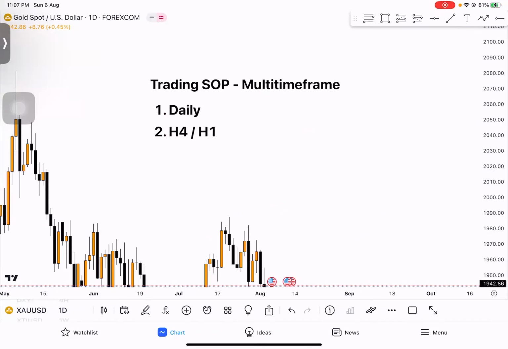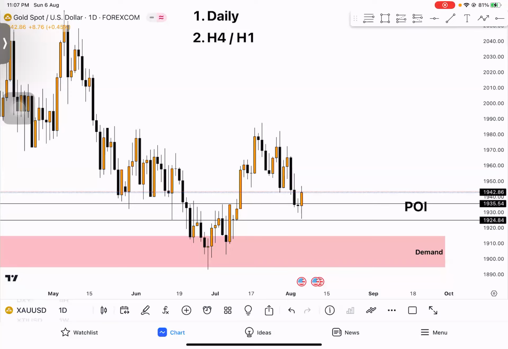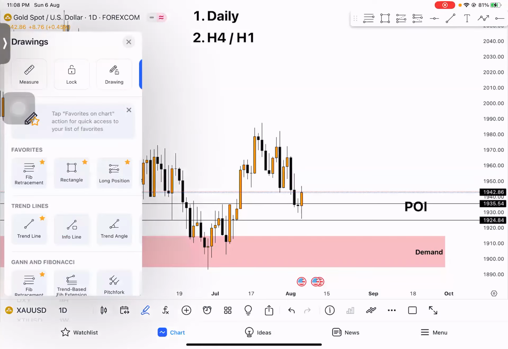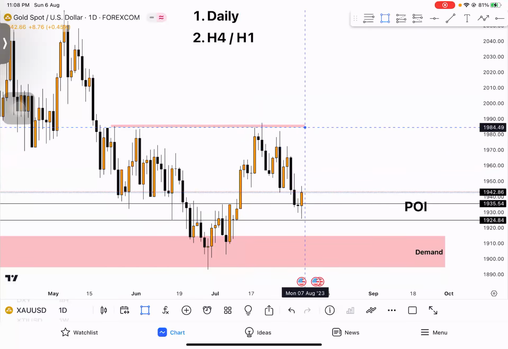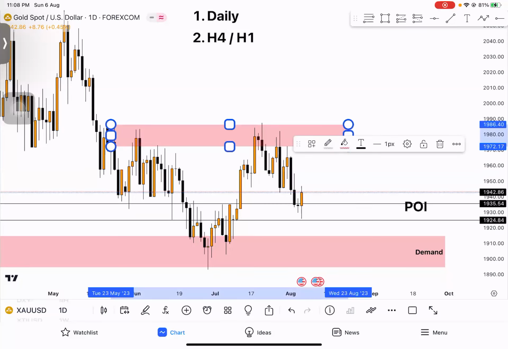H4 looks like a double top. Where is the double top? Or do you mean this one, this area? You got a double top, correct? This is actually not really a double top. I don't like this kind of double top.